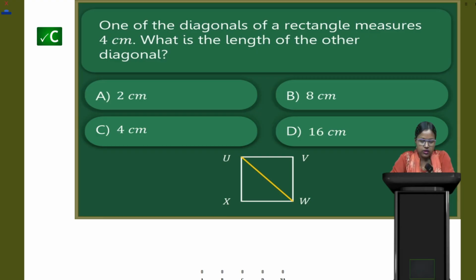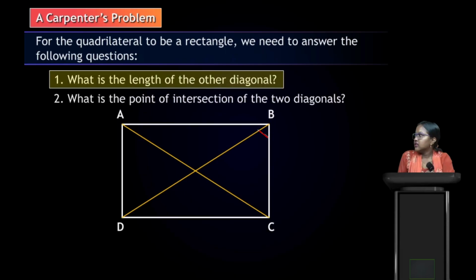Because we know the diagonals of a rectangle are equal in measure. So one diagonal is 4 centimeter, given. That means the other diagonal is also 4 centimeter. Yes. So let's move further.